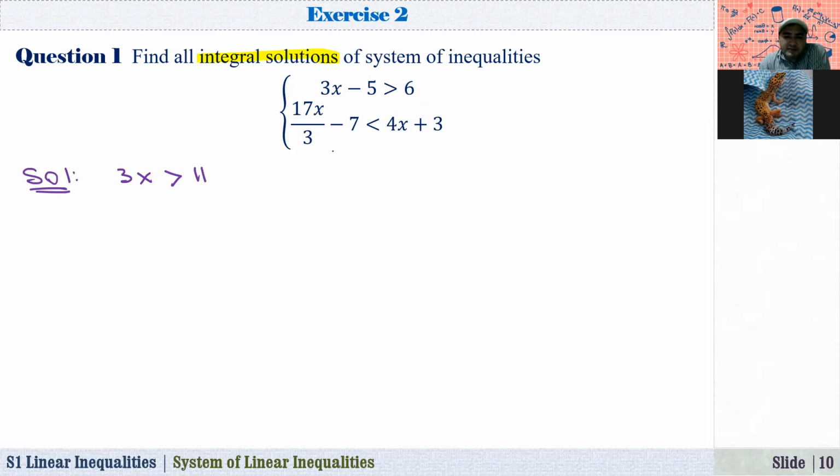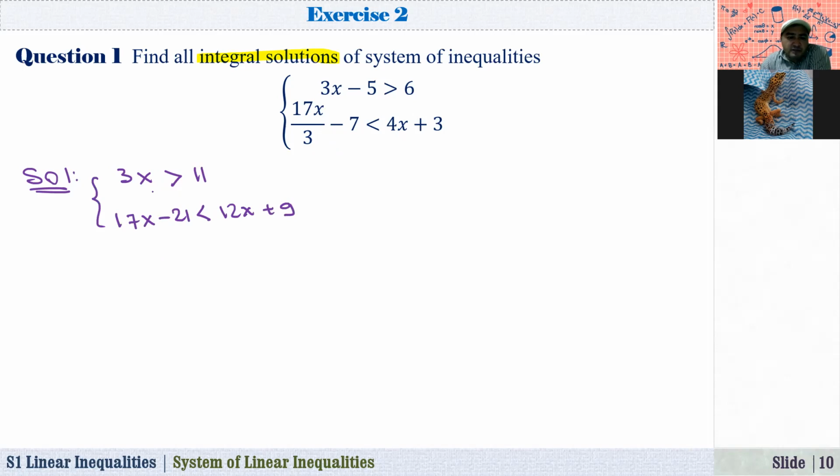Let me multiply both sides by 3 first, because it involves a fraction. The denominator of the fraction is 3. So if you multiply both sides by 3, here we have 17x minus 21 less than, multiplied by 3, it is 12x plus 9.